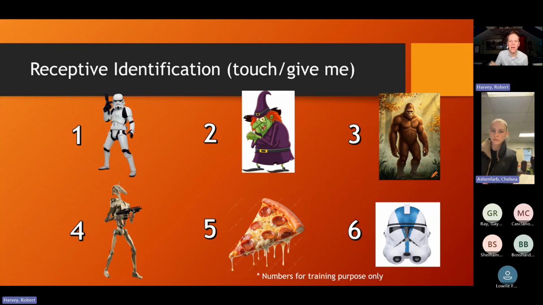All right, touch Sasquatch. And Chelsea, call out the number. 3. Yep, Sasquatch is number 3. All right, touch pizza. 5. Yeah, touch witch. 2. Good. Now we're going to get a little bit harder. Chelsea, you ready? All right, everybody, touch clone trooper.